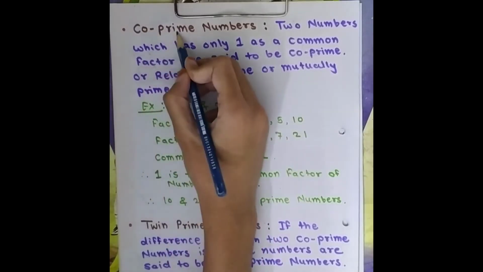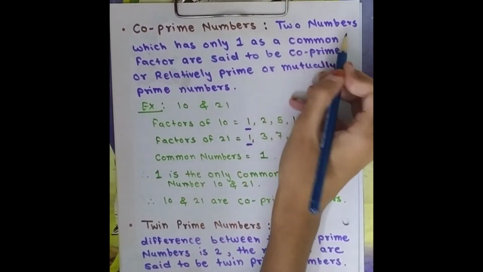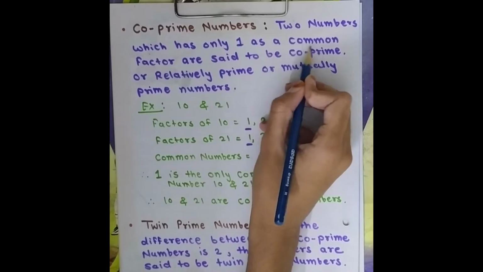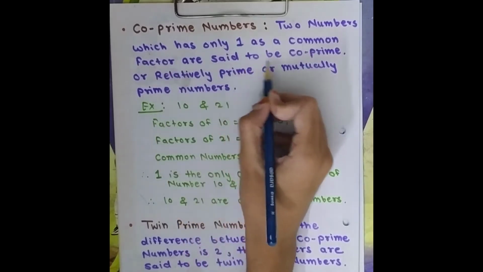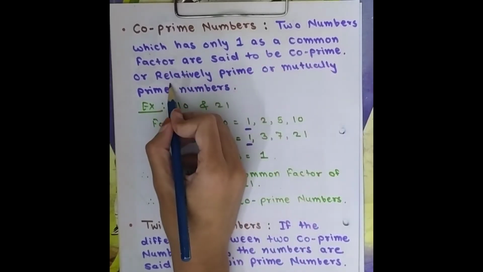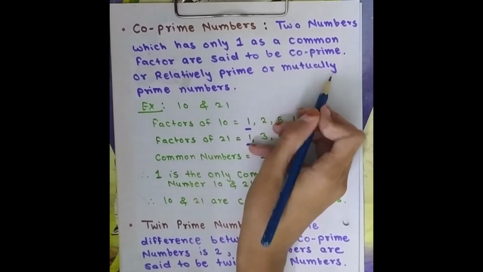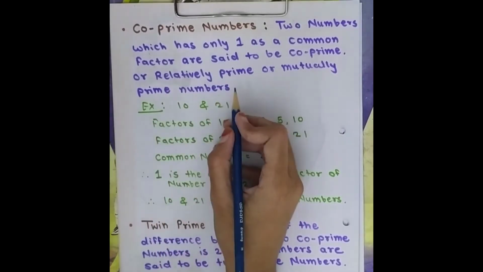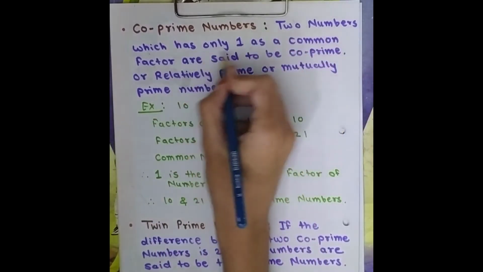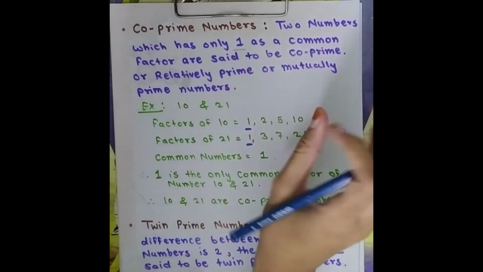Now next point is co-prime numbers. Two numbers which have only 1 as a common factor are said to be co-prime, or relatively prime, or mutually prime numbers. It means two numbers which have only 1 as a common factor.